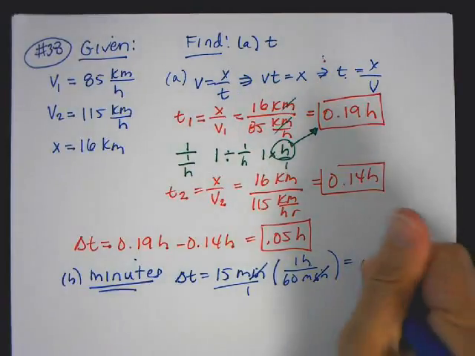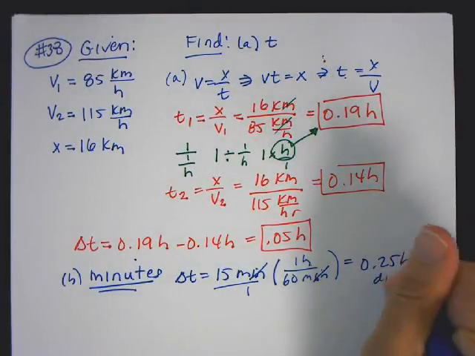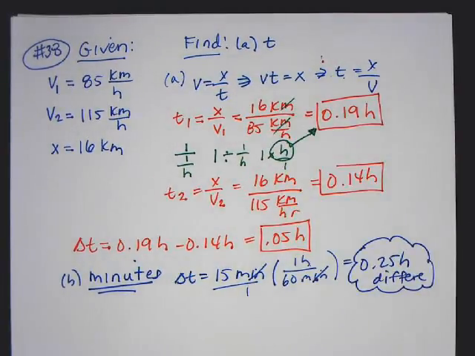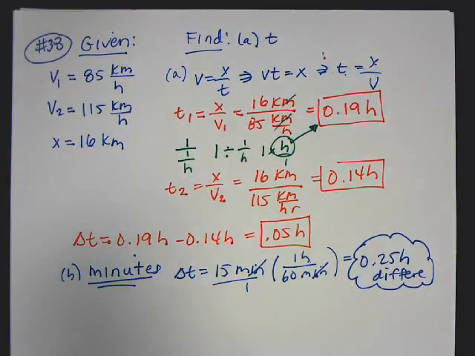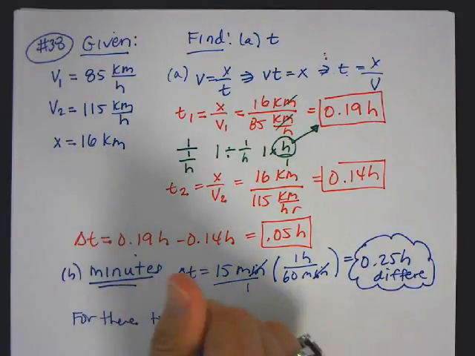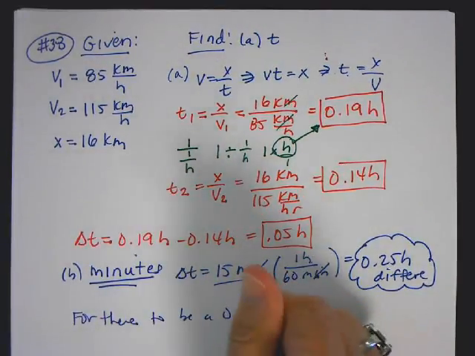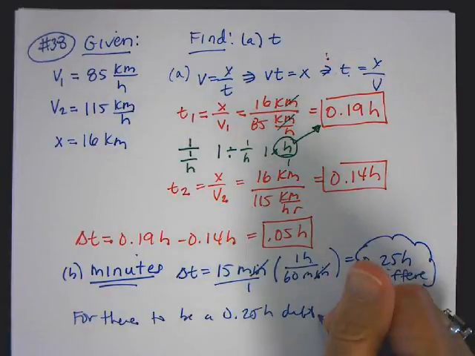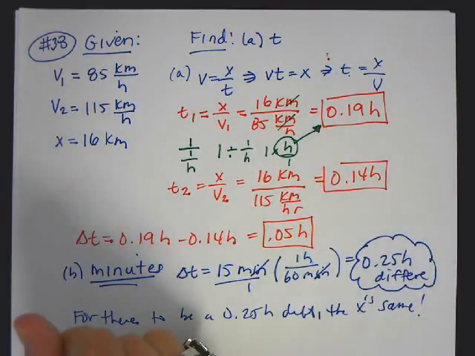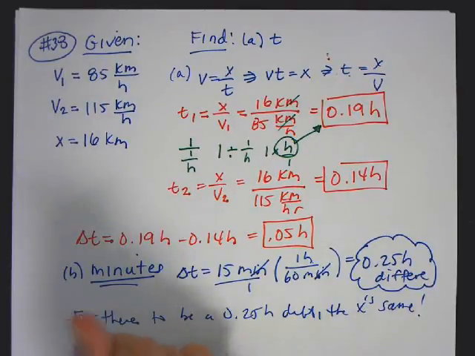So now I'm going to use this information. That's the difference. Okay. Now the key here is, for there to be a 0.25 hour difference, remember the x's, how far they went, are the same. So that's the key here. So first we're going to say v is equal to x over t. Oh, sorry. So x is equal to v times t.